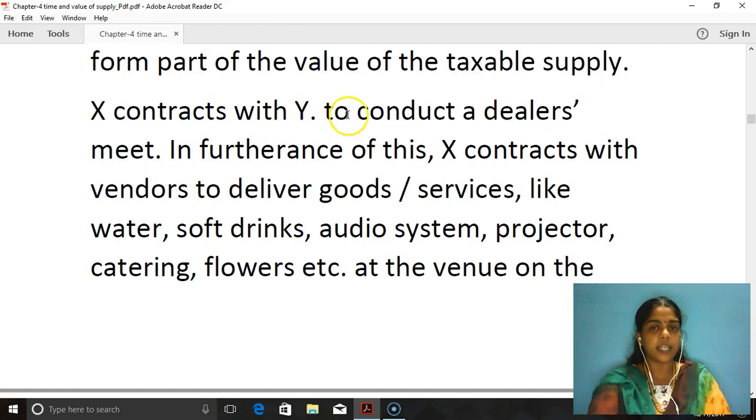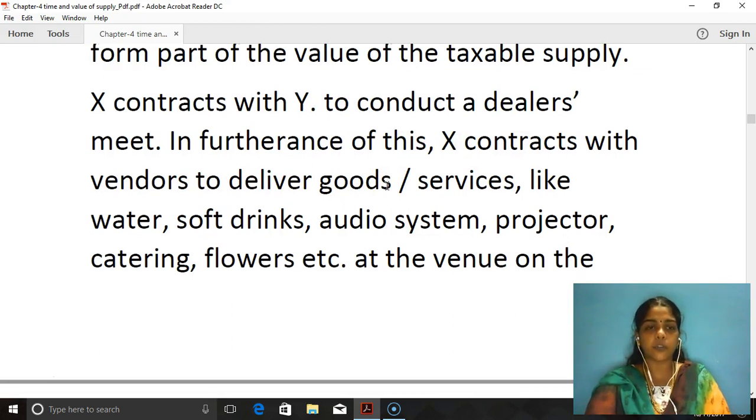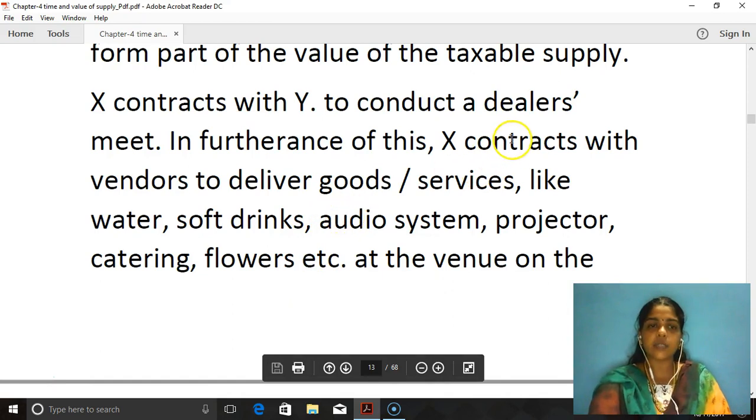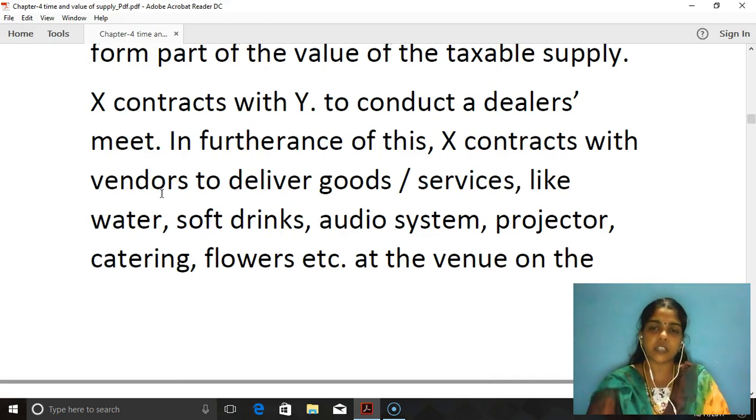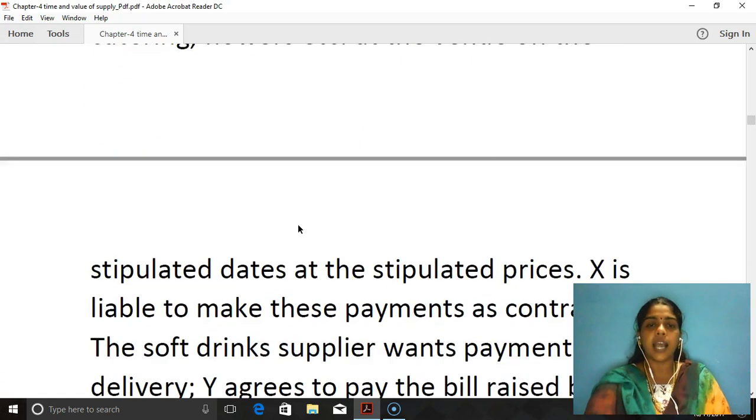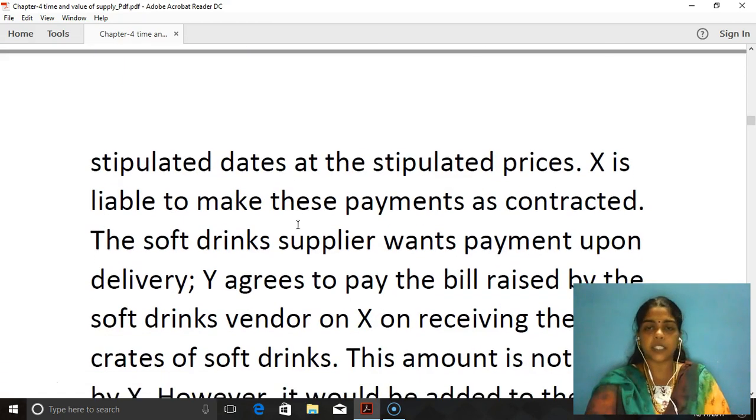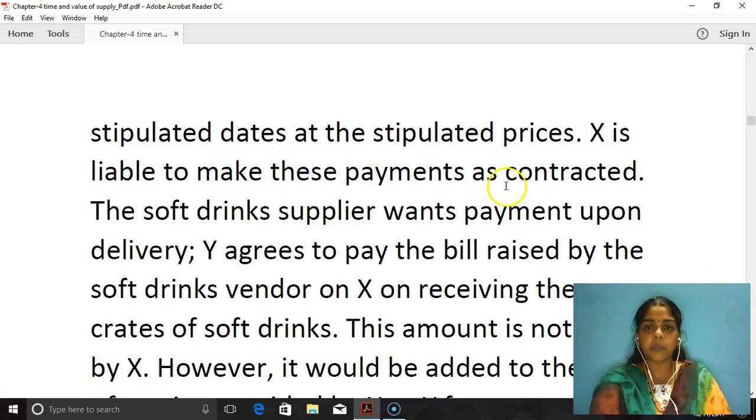X contracts with Y to conduct a dealer's meet. In furtherance of this, X is contracting with the vendors to deliver goods or services like water, soft drinks, audio system, projector, catering, flowers, etc. So X is only contracting with the vendors, and X is supposed to pay all the vendors for delivering the goods or services at the venue on the stipulated dates at the stipulated prices. X is liable to make these payments as contracted.